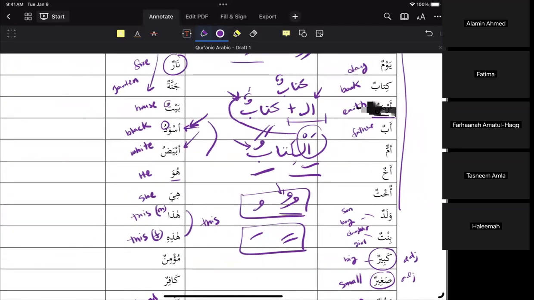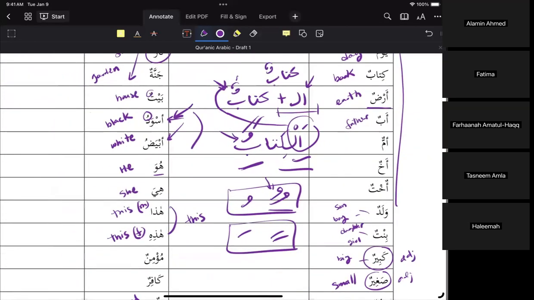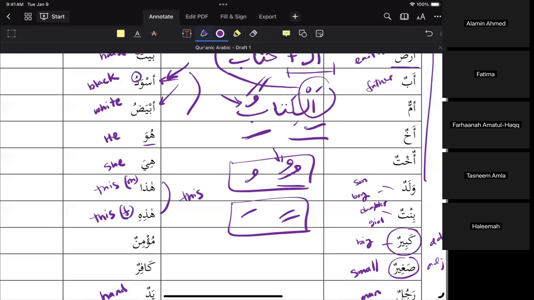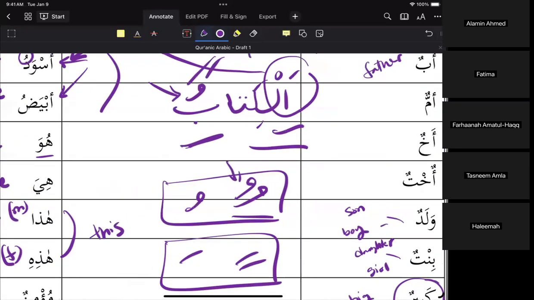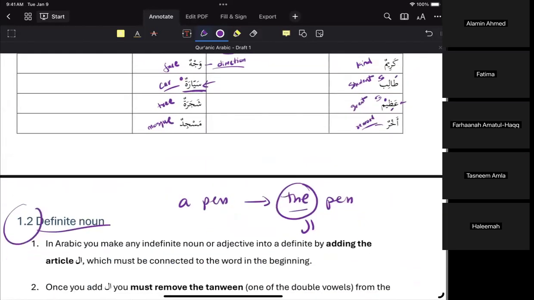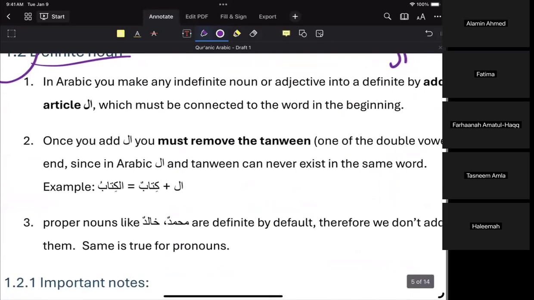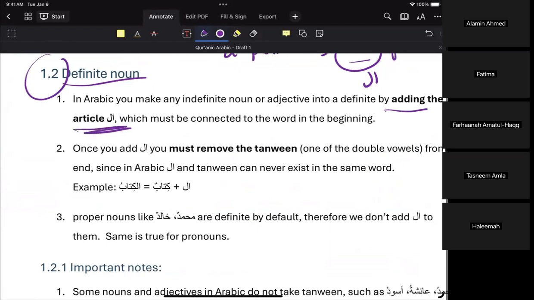Once you know these things, guys, then making a word definite, just like "the" in English, is very simple. You can just add alif lam to words here, not every single word, and I'll talk about which words you can. Then you can make it definite. Easy enough? So the rule is: adding alif lam, and you must remove the tanween, one of the double vowels, regardless of what that vowel is.